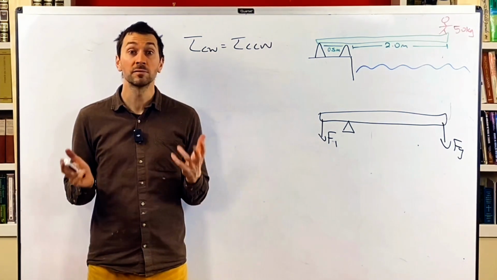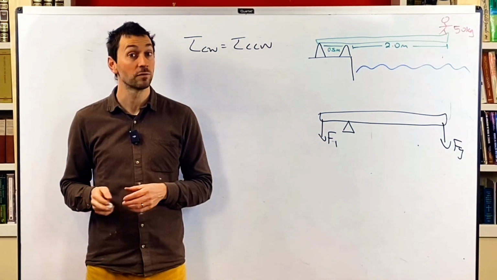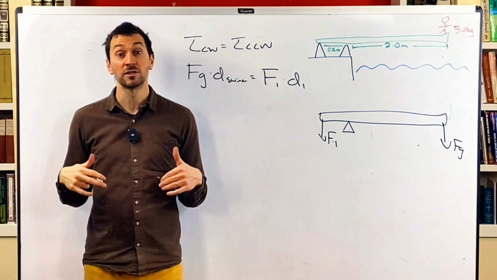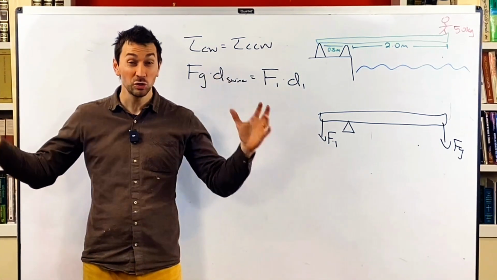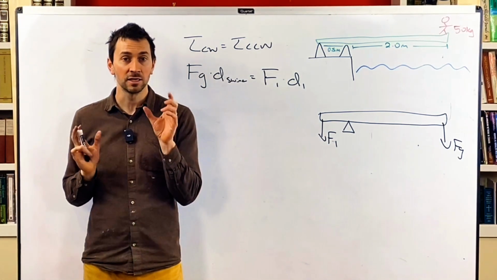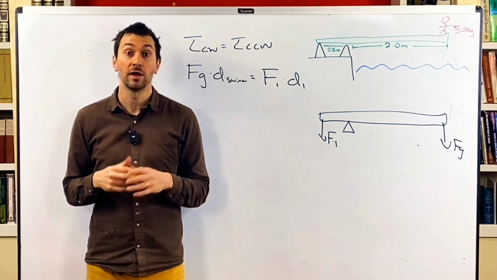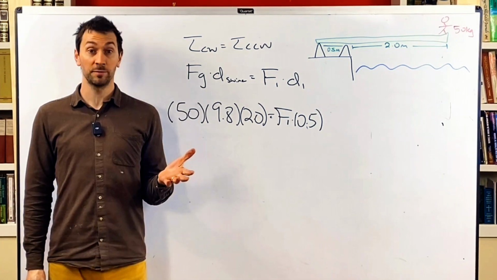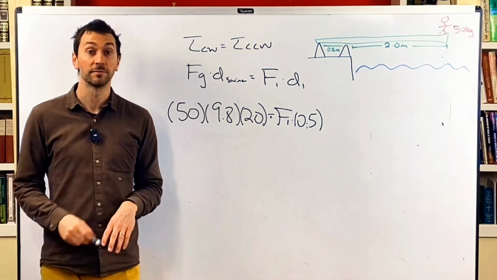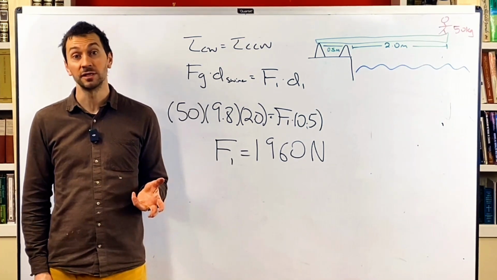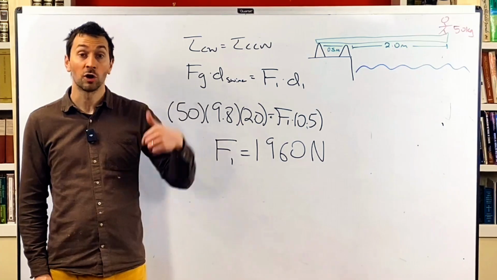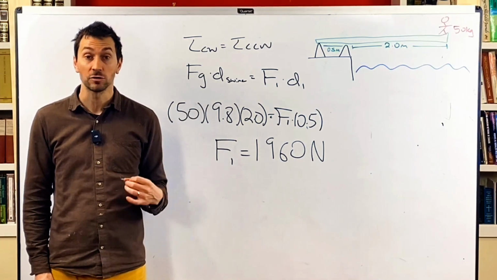Okay, so let's plug some numbers in to calculate what that force is going to be. So this swimmer provides the force of gravity. He's going to be 2 meters away. And the second force, we call force 1, is going to be 0.5 meters away from the hinge. Here are the numbers. When I plug them in, this is what I get. I get 1,960 newtons of force going downwards at the first pillar.